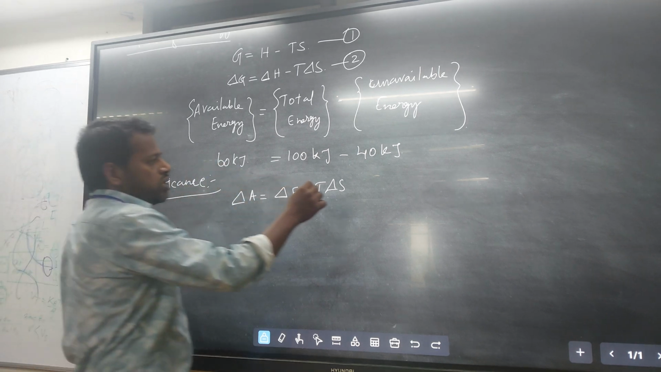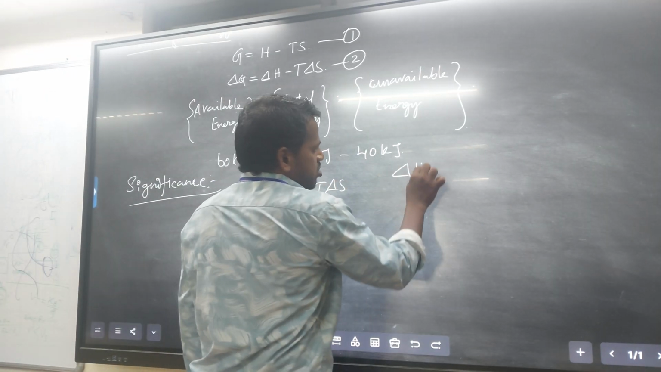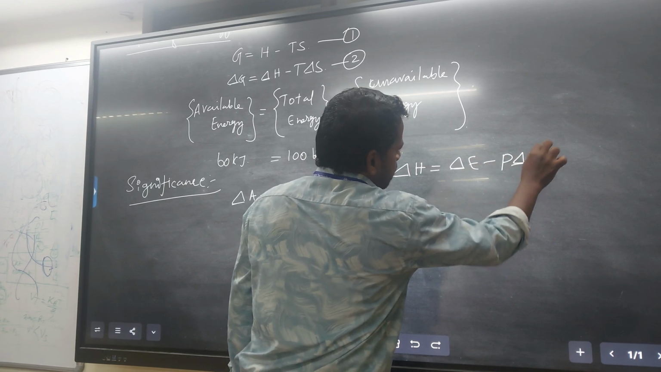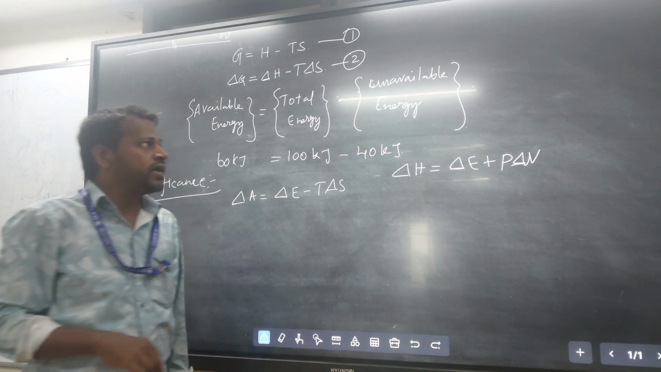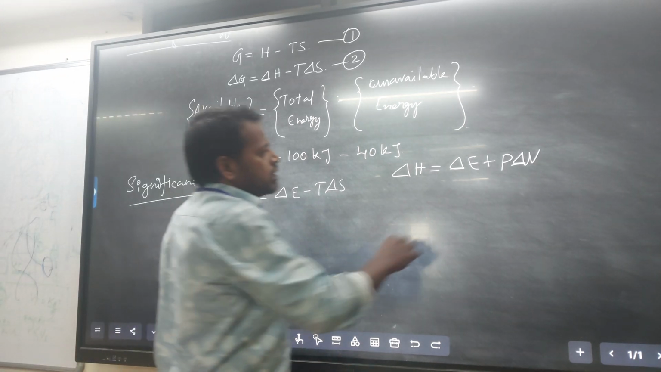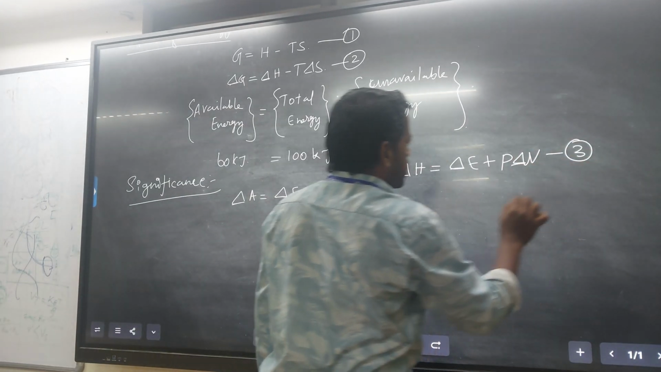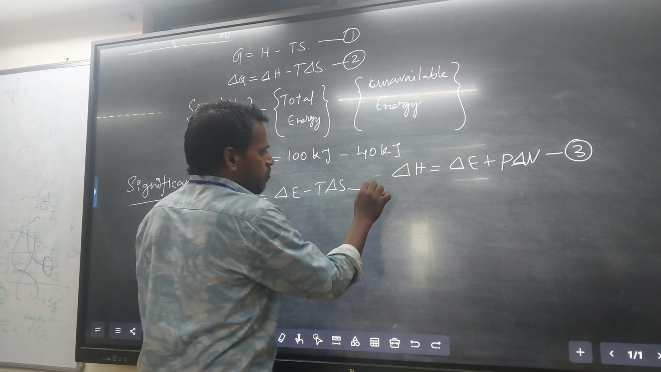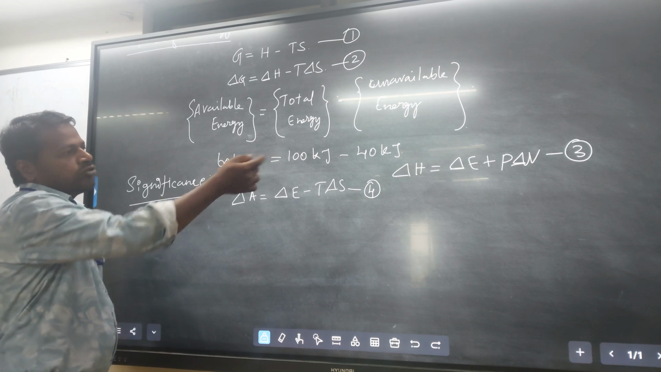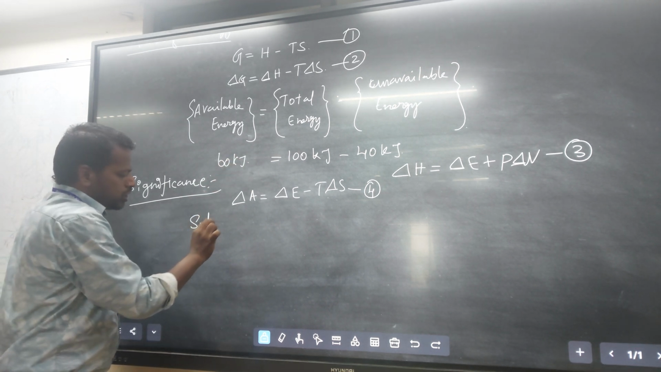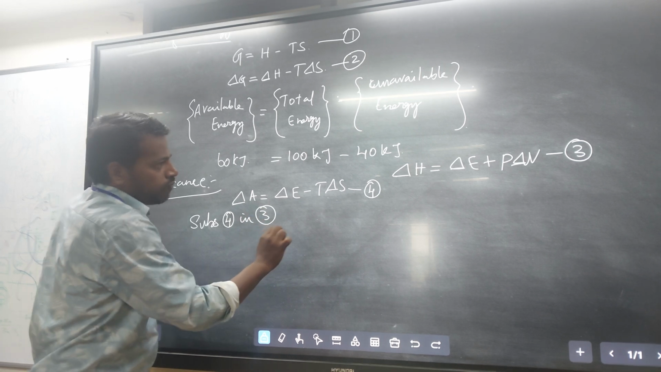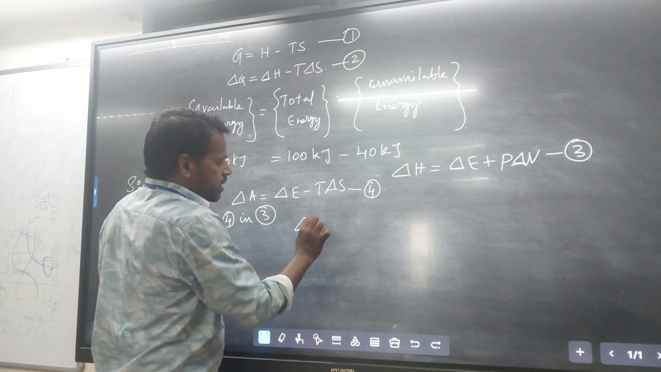And one more equation also we know, delta H equal to delta E plus P delta V. Suppose you consider this a third equation, you consider this one is a fourth equation. Just substitute fourth into third equation. What we get? Delta H.